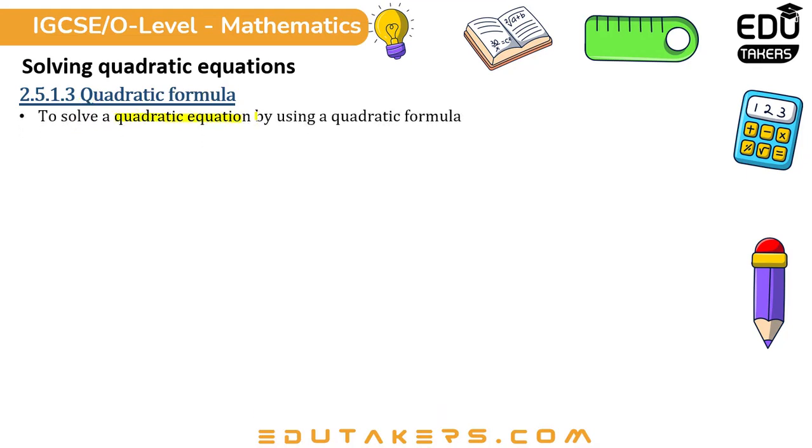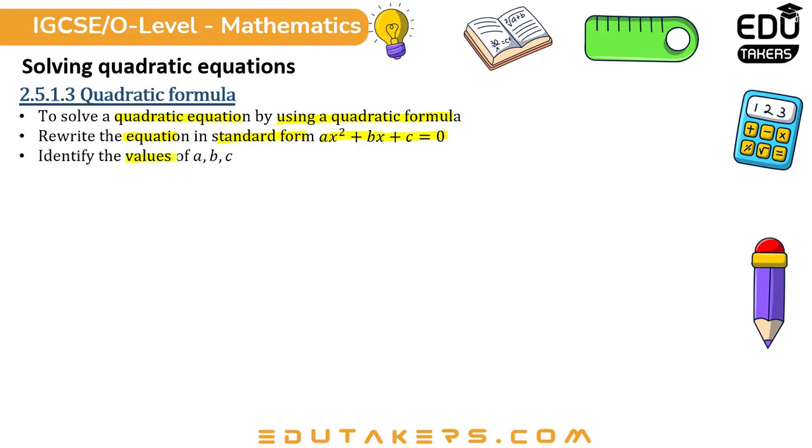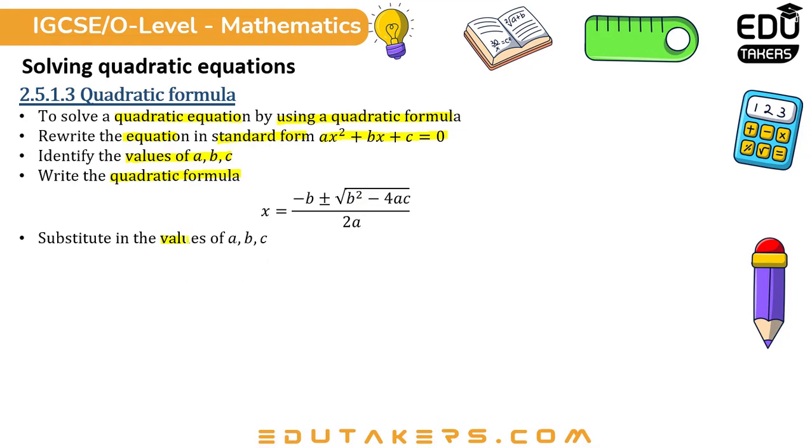The third topic is the quadratic formula. To solve a quadratic equation by using the quadratic formula, rewrite the equation in standard form, ax² + bx + c = 0. Identify the values of a, b and c. Write the quadratic formula, which is x = (−b ± √(b² − 4ac)) / 2a. Substitute in the values of a, b, c and then simplify. Round the answer.